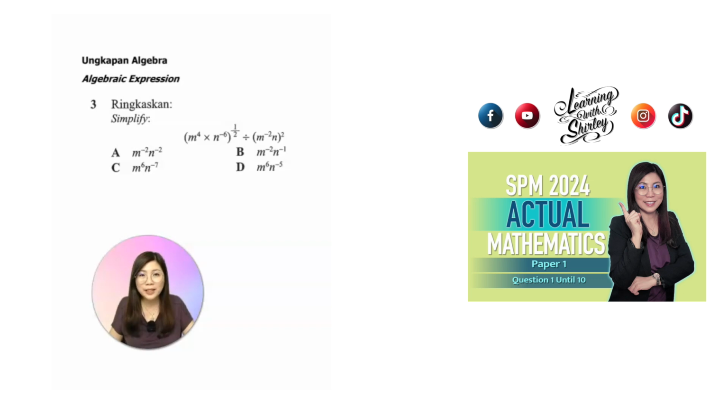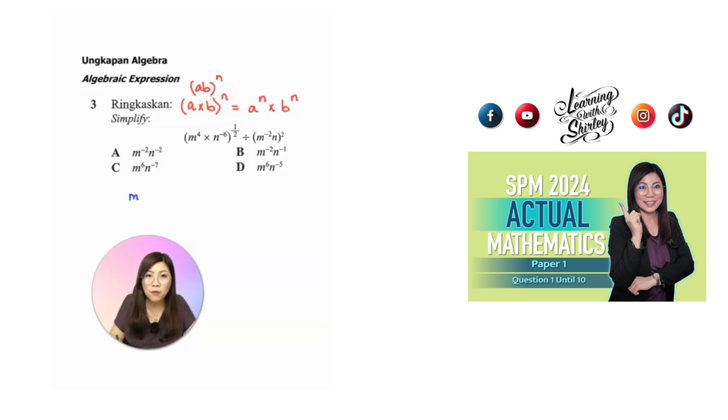This is on algebraic expressions. Simplify. For this type of question, for algebra, you need to memorize the laws of indices. Still remember? Let's recap a bit. If A times B, with a power n outside, equals A power n times B power n, or it can also be AB power n. It's the same. Let's solve this question.